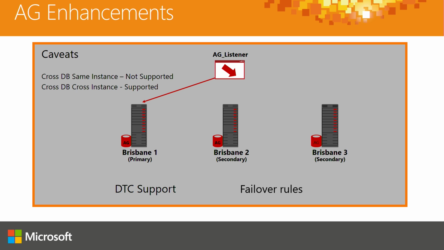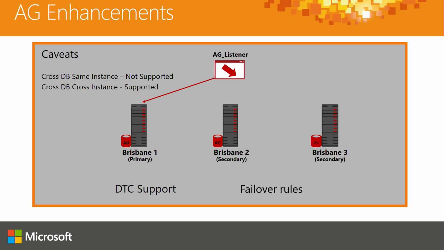The way this is achieved, DTC is now associated at the database level. So when you add a database to an availability group, there's a checkbox that you need to enable DTC support for that database. Now, it's not turned on by default, and the reason being is that we want to keep things as they are. So you need to manually decide, I need DTC support, and turn it on.